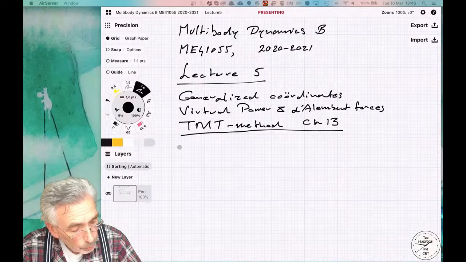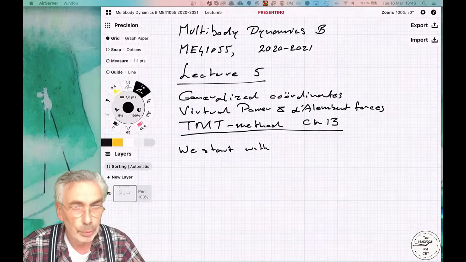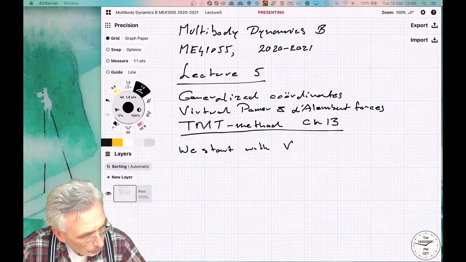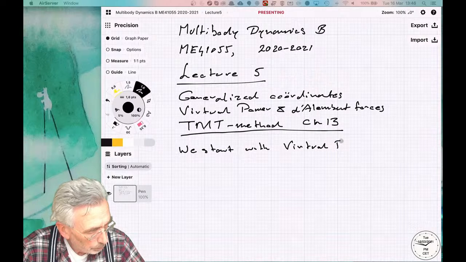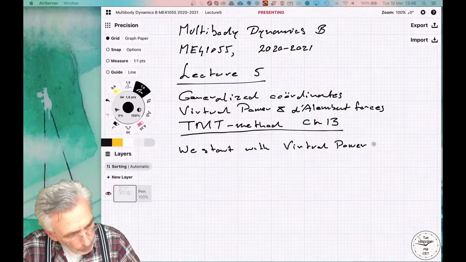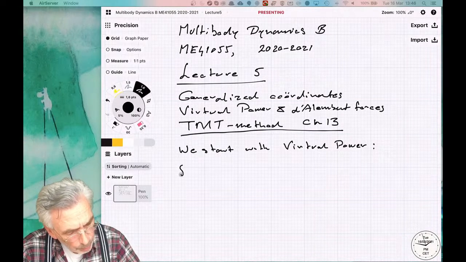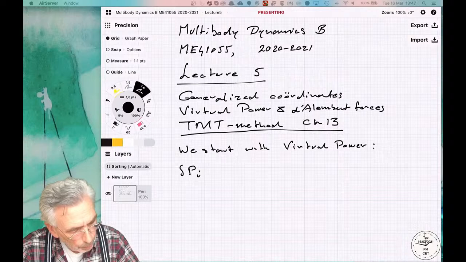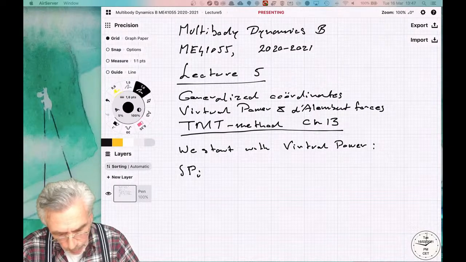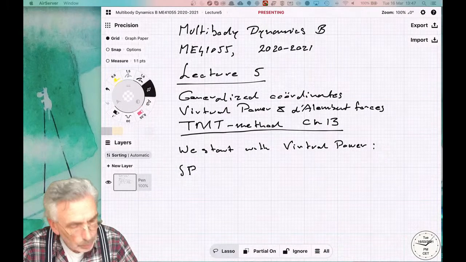Okay, our starting point again, of course, we start with not real power, but virtual power. And then the virtual power in our case for this mechanical system is this virtual symbol. Power is a capital P. There's no index here, of course, because it's a scalar. It's just a number.